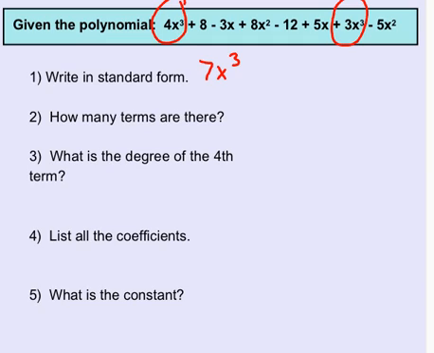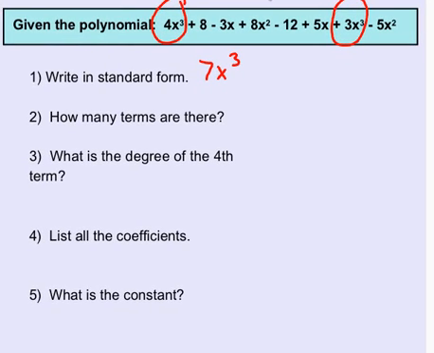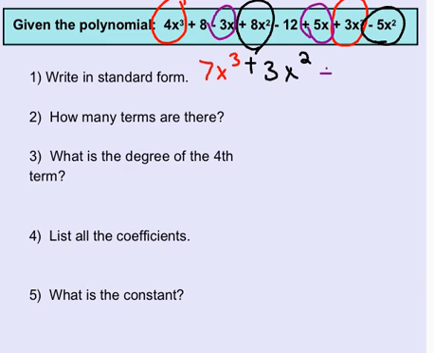I'm going to do this all in different colors. So if 3 was my largest, I'm going to look for degree 2. I have a second degree there, and I have a second degree there. So 8 minus 5 is going to be plus 3x squared. Now, I'm going to look for my 1 degree terms. Minus 3 plus 5 is going to be plus 2x.